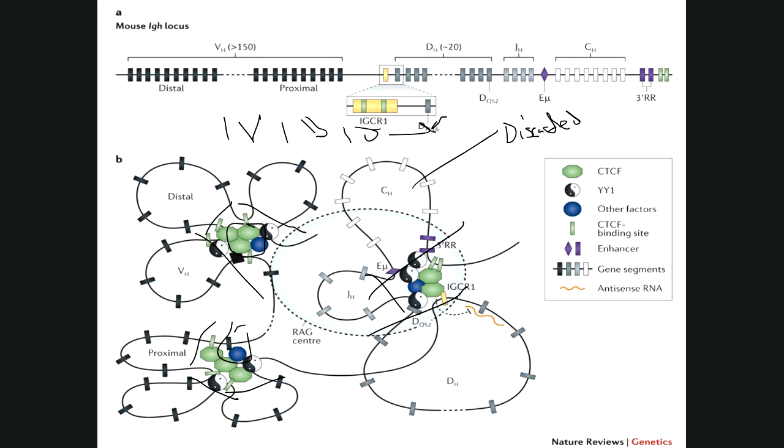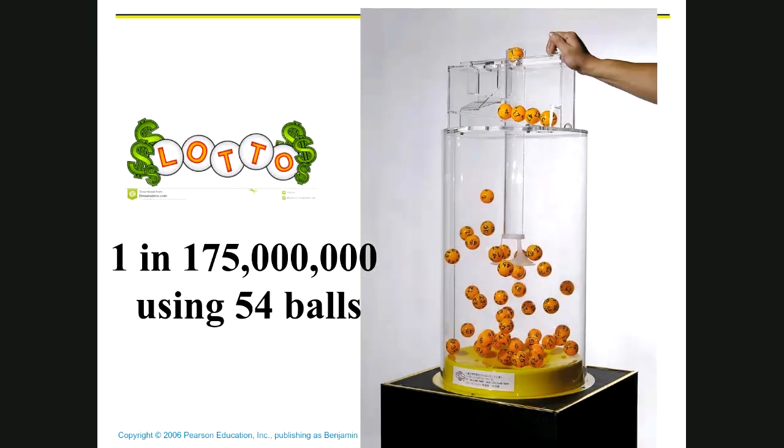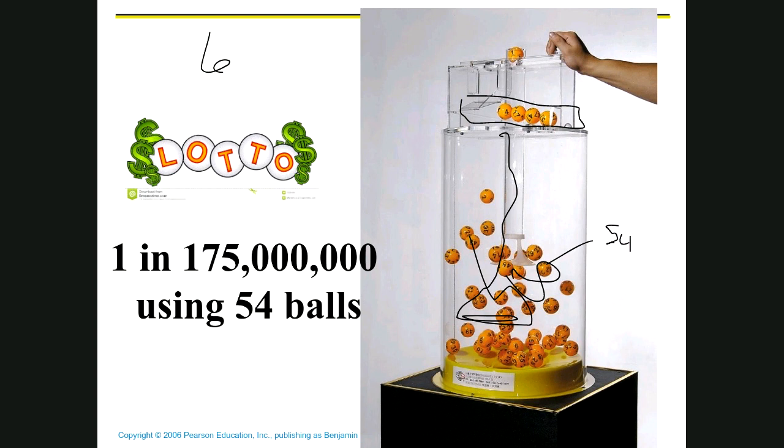Well, look, this is totally random. It's a little bit like the lottery. Think about the lottery. In this case anyway, there are 54 balls in here, and they're going to bounce around, bounce around, bounce around. Eventually, 6 of them are going to wind up here. And so those 6 numbers, whatever they are, are going to determine the winning lottery this time.